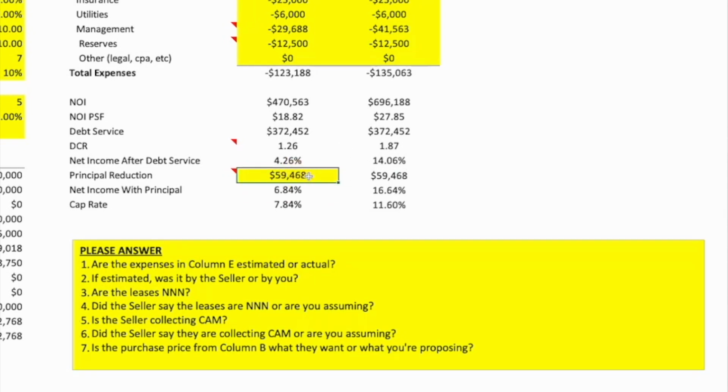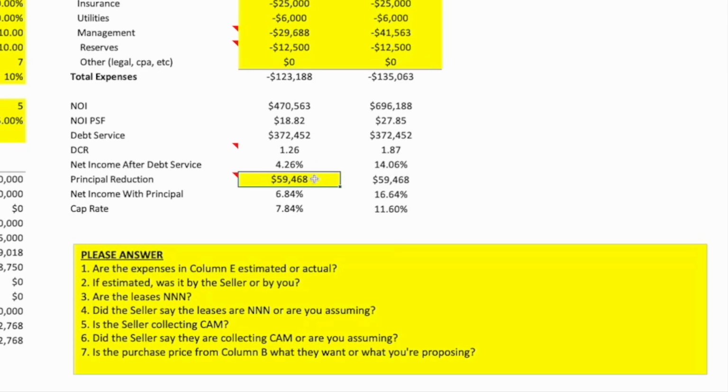Now, this is the money that the mortgage is being paid. You're paying down almost $60,000 a year in principal, and this is in year one. This number increases as time progresses, assuming you don't refinance and your balloon doesn't come up. But you're paying off about $60,000 per year in principal reduction. And I added that on here because when you add this additional $59,000 of principal reduction to the overall return, it bumps up the return from a 4.26 to 6.84.